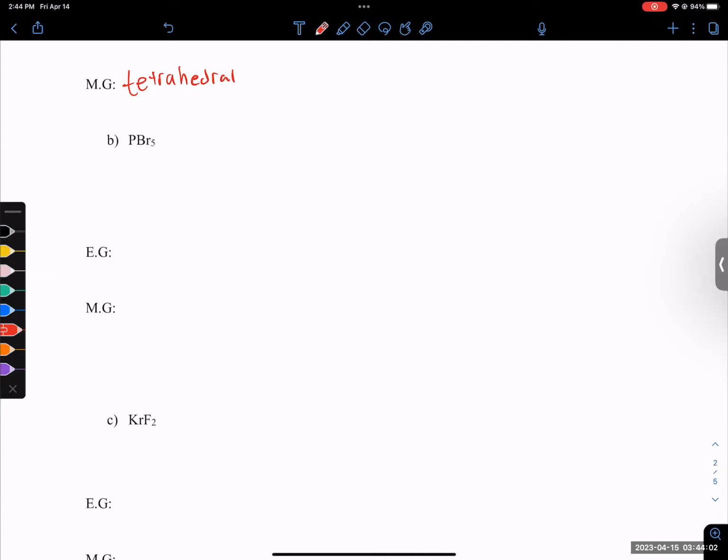So what's the first thing we do? Find the total valence. So phosphorus has 5. Each bromine brings 7 to the table. So 7 times 5 is 35. So 35 there. So we have a total of 40 valence electrons.